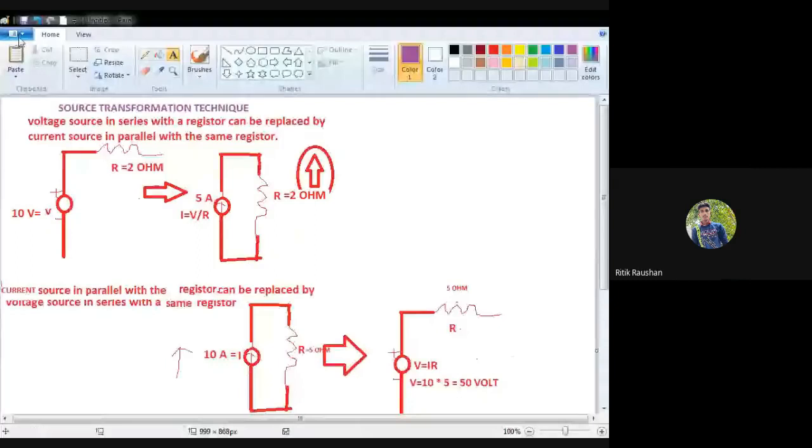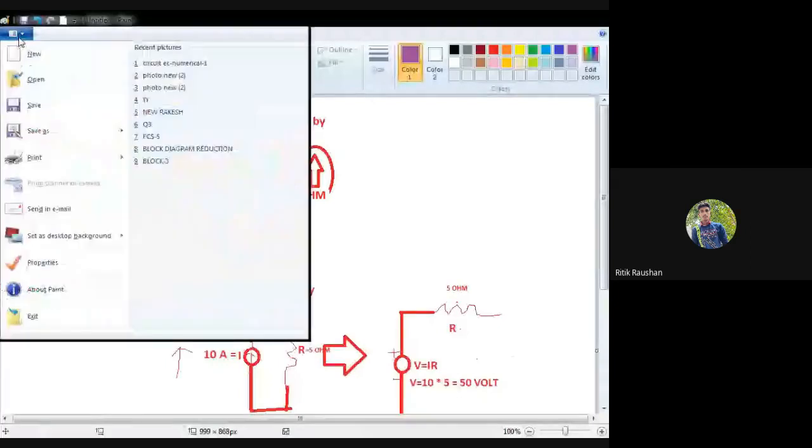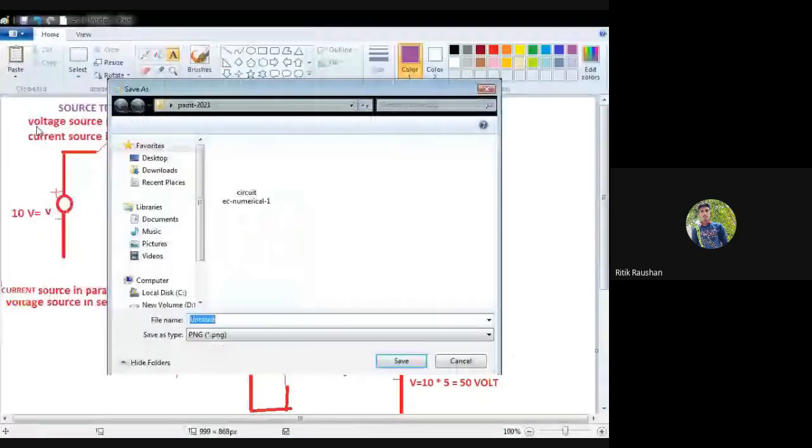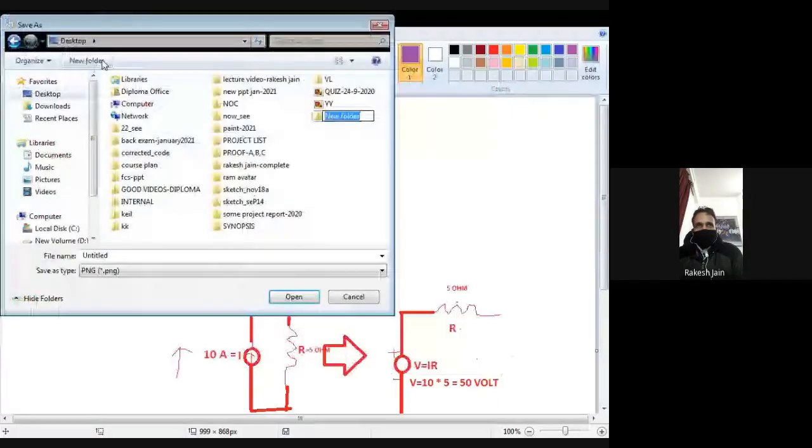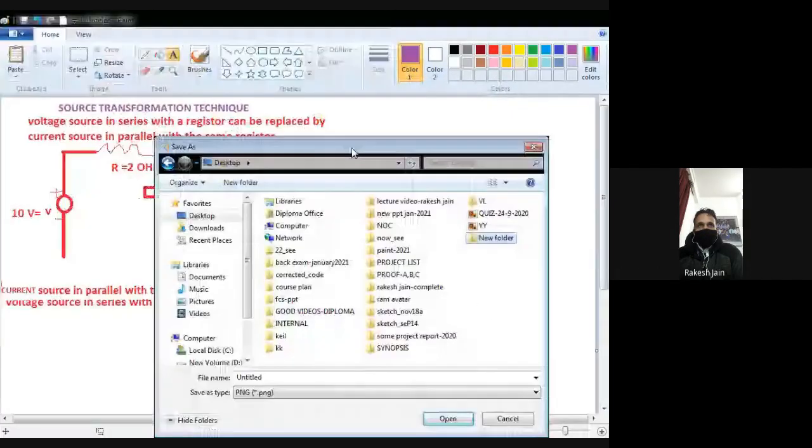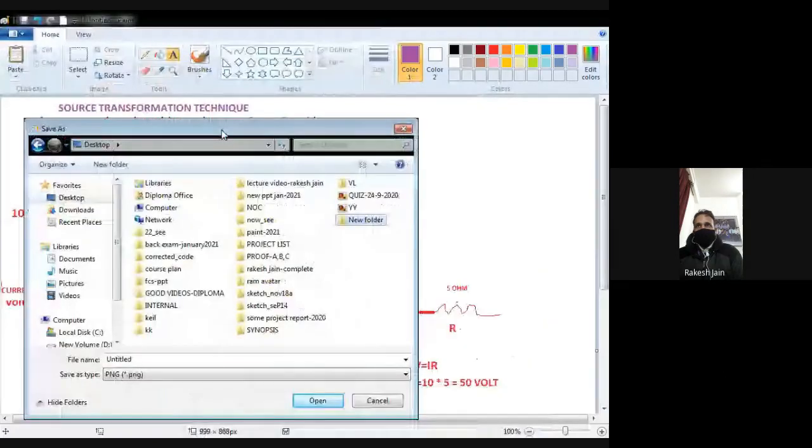Wait, I saved this topic file. You came late, that's why. Otherwise, the heading is mentioned: source transformation technique, unit number first. Okay, sir.